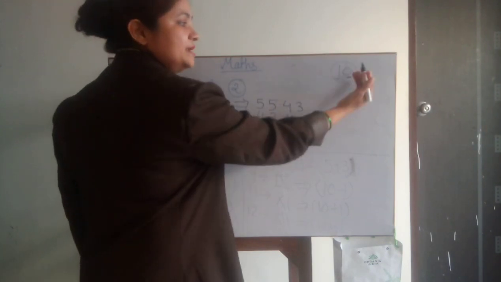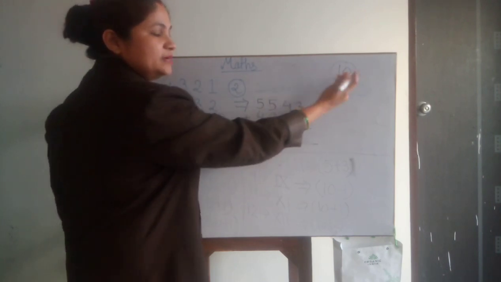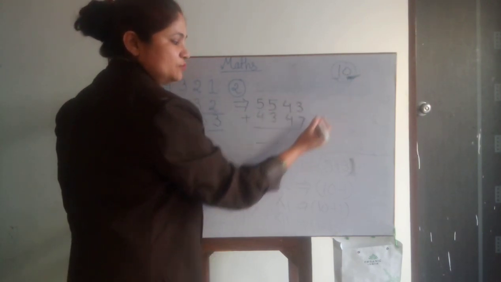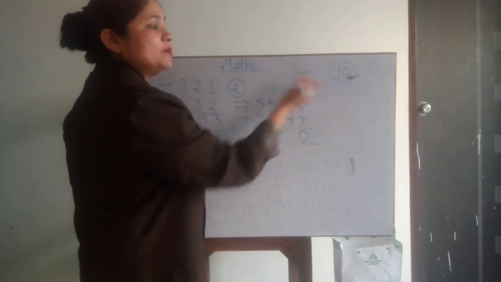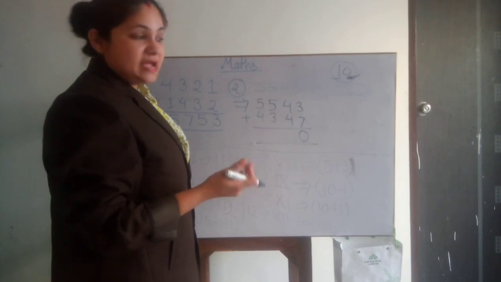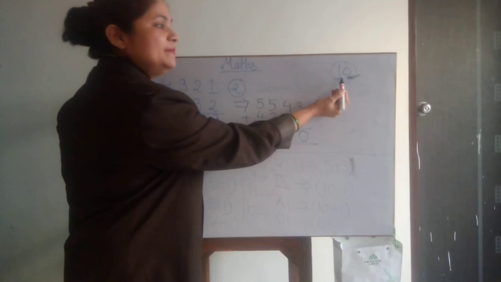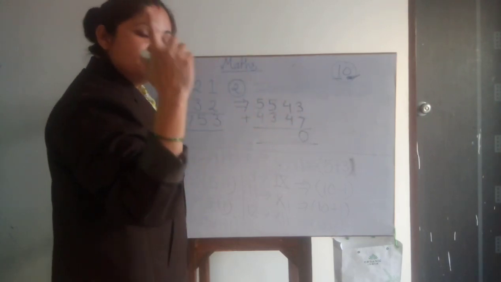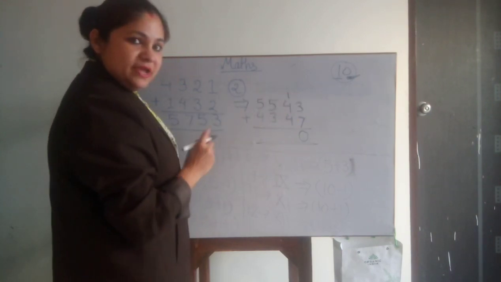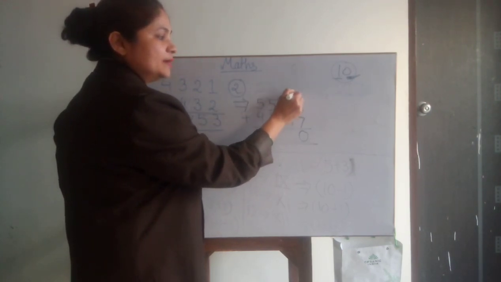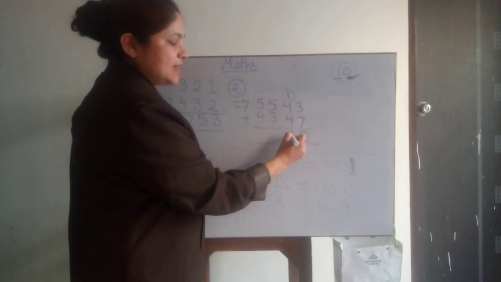Because we always start from the ones place. So what is there on the ones place? 0. So we will write 0 here. Okay. Now what about this one? 1 is left and the total addition was 10. So what will we do? We will take the carry of 1 and write it above the 4. Okay, it is the carry over. Now 4 plus 4 is 8, and plus 1 is 9.